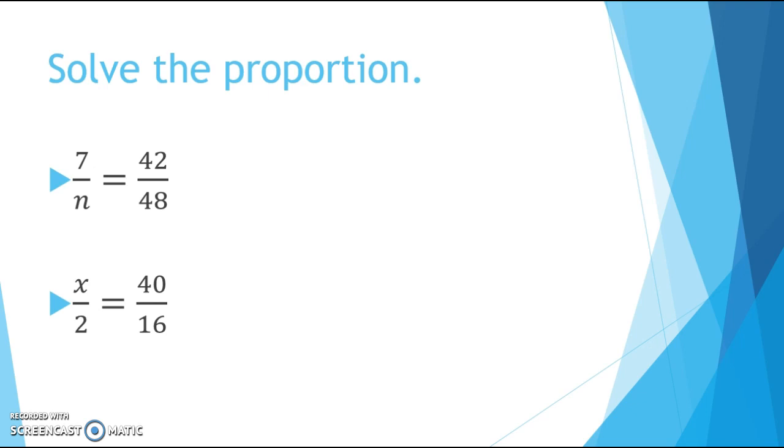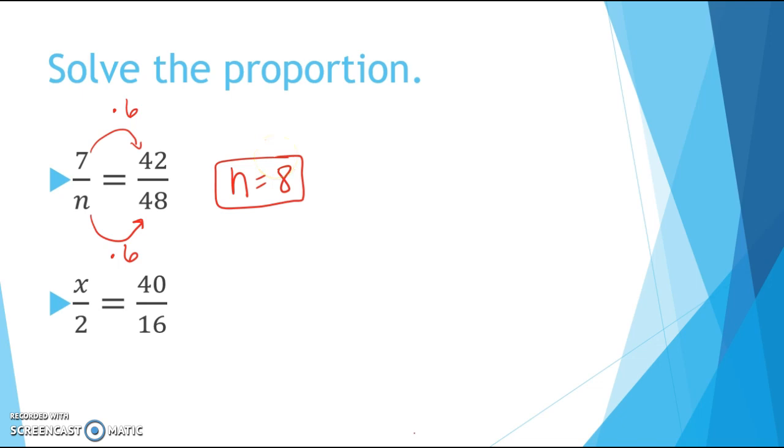So here, to get from 7 to 42, we multiply by 6. We have to do the same thing here. So we have to think of what number multiplied by 6 gives us 48. So here n equals 8. Our second one, same idea.